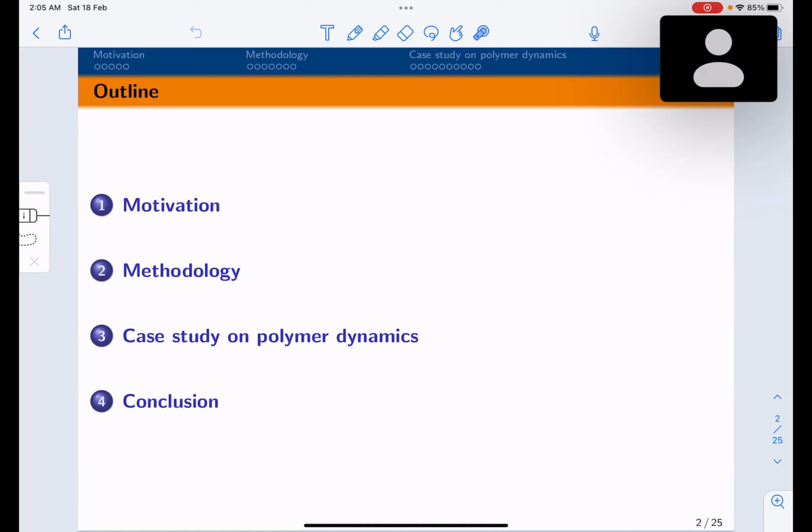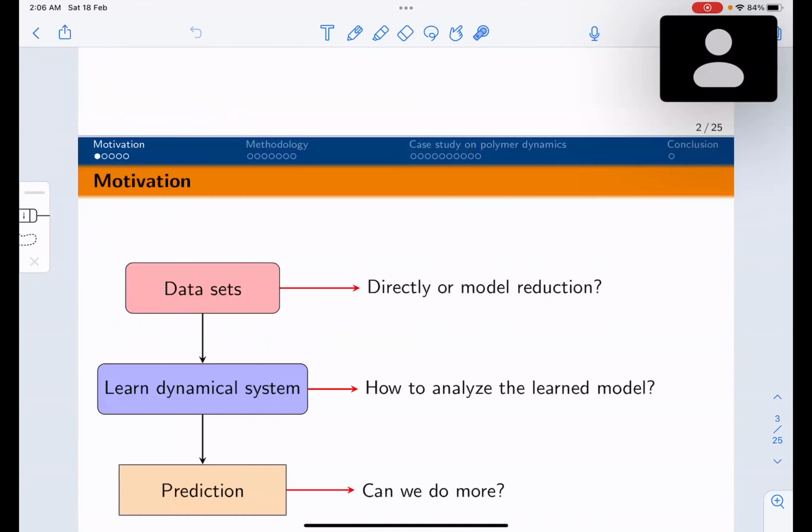The outline of the talk has four parts. First, I will introduce the motivation. Then I will introduce the method, meaning how to do the model reduction and how to learn the dynamic systems. Third, I will apply our method to applications in polymer dynamics. Then I will give a conclusion.